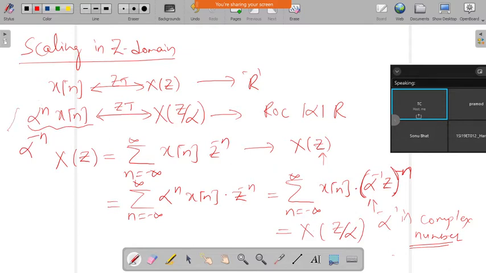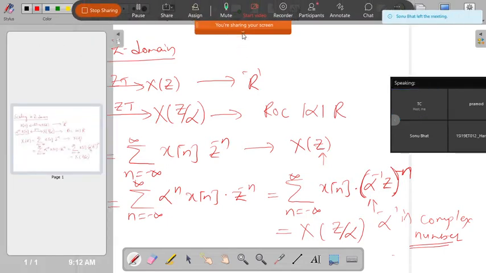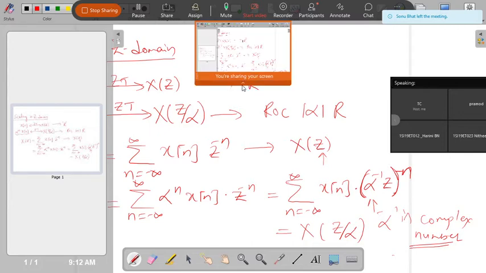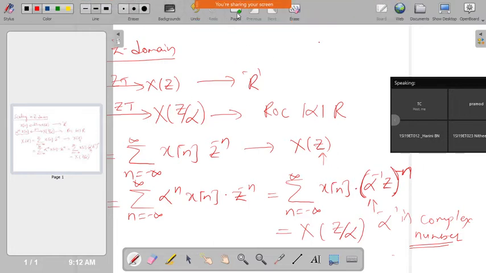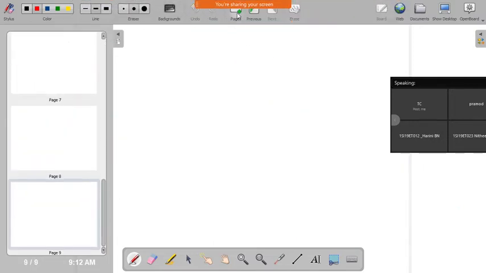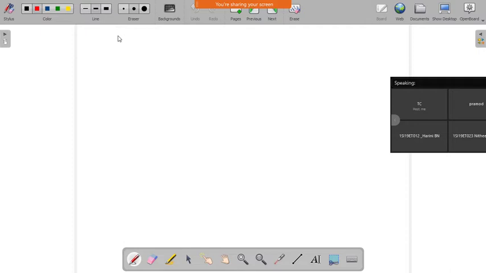So either alpha power n or alpha power minus n, a similar kind of proof is needed. Now this is about scaling in the Z domain. Next property, the next one is time reversal.